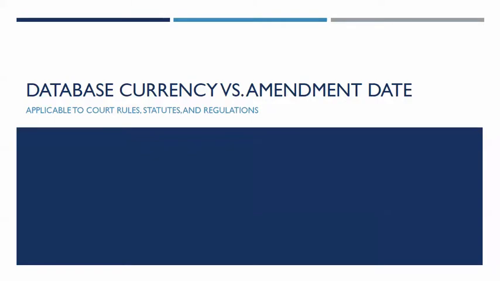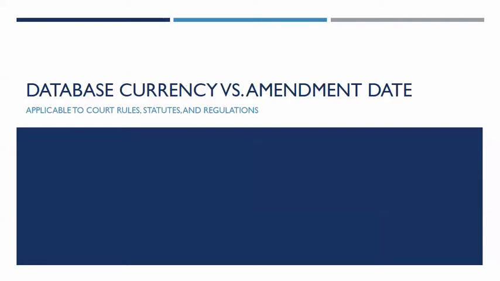This is going to be an optional video on database currency versus amendment date. So you had a question on the court rules quiz that asked you to look at Mass Rule of Civil Procedure Rule 77 and figure out when it had been amended last. A lot of you gave the currency date of the database rather than the last amendment to the court rule.